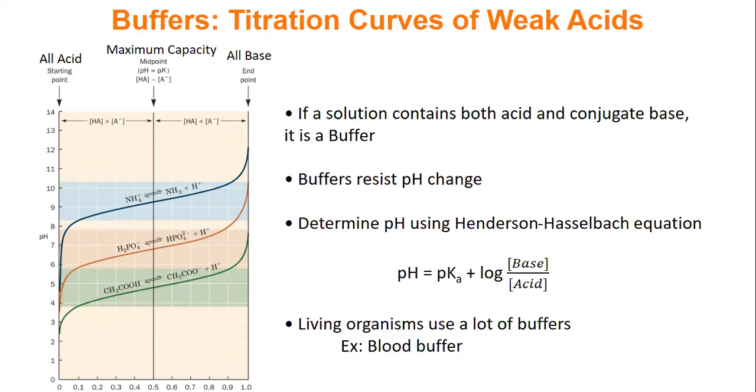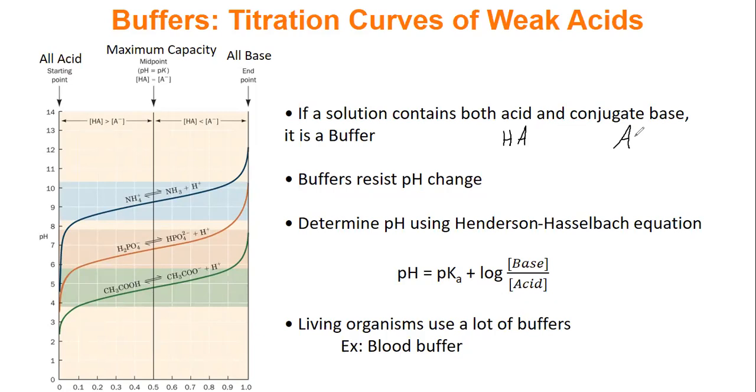And a buffer is a solution that contains both an acid and its conjugate base. If you remember, the only difference between an acid and its conjugate base is one proton. What buffers do is resist pH change. They can react with an acid or a base and not change the pH of the solution all that much. This really only works for weak acids, though. Strong acids can't be part of a buffer. It's only weak acids and weak bases.